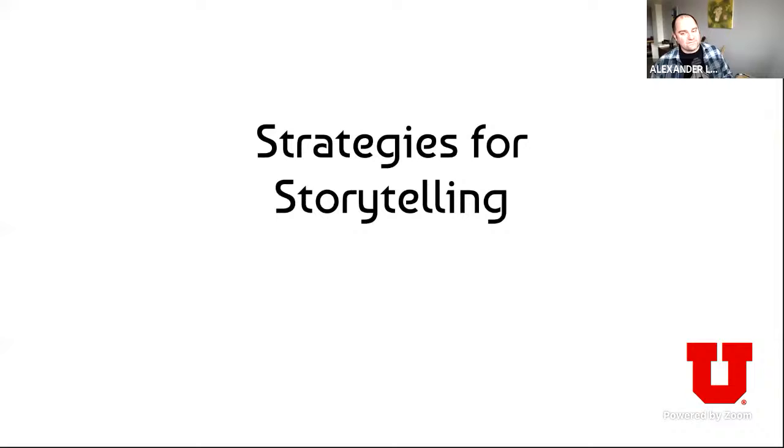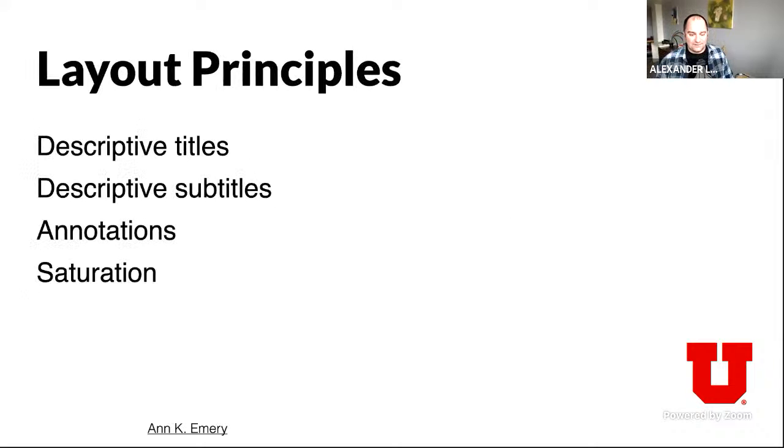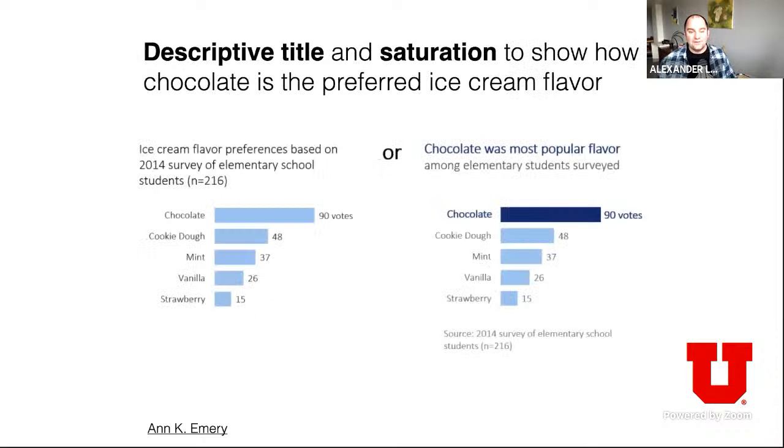Great, so let's talk about a couple of strategies for storytelling. One thing that is super important is to always have descriptive titles, descriptive subtitles, using annotation, and then using highlights, for example, through saturation. I'm just going to show you a couple of examples of basically the same data, the same visualization, with a neutral or non-storytelling presentation on the one side and a storytelling presentation on the right.